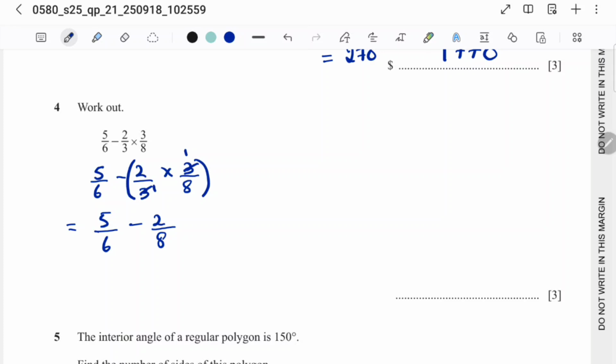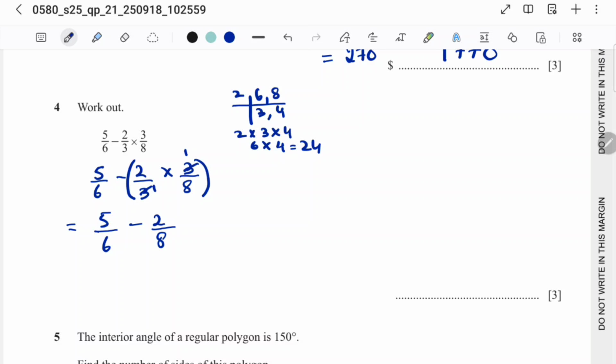If we take out the LCM of 6 and 8, that is 24. 6 and 8: 2 times 3 and 2 times 4, so 2 into 3 into 4, and you will have 6 times 4 is 24. It's the LCM, so we can make the denominator 24 and then subtract.